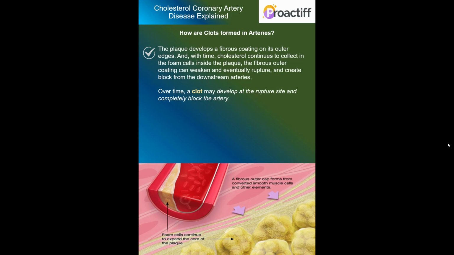So this is one of the core reasons that potentially poses a very high risk of cardiovascular disease or heart attack as well. Over time, if this is not addressed, a clot may develop at the rupture site and completely block the downstream arteries as well. And that's a huge issue to deal with, because there are several medical conditions that need to be addressed.